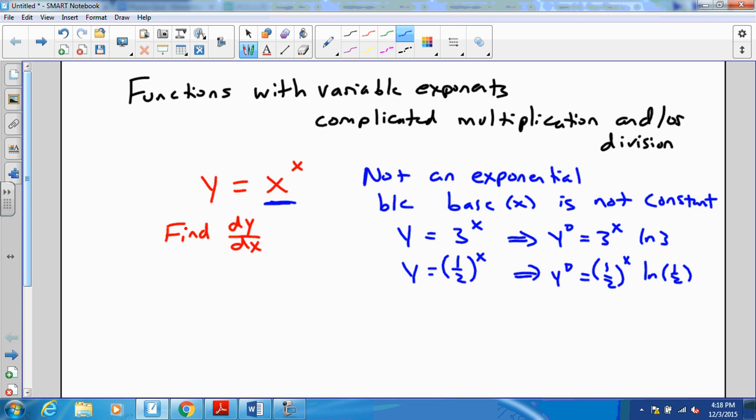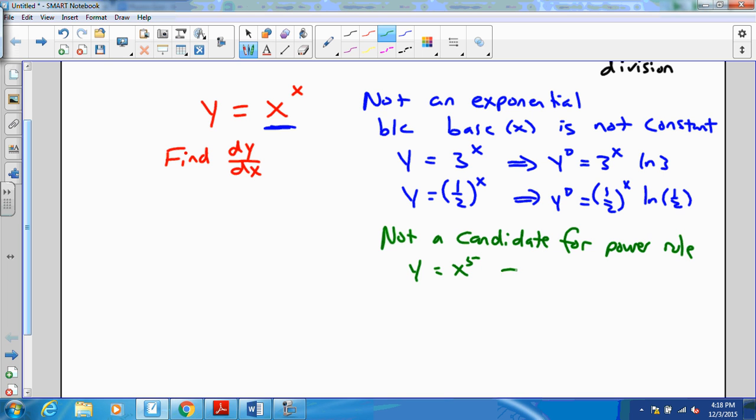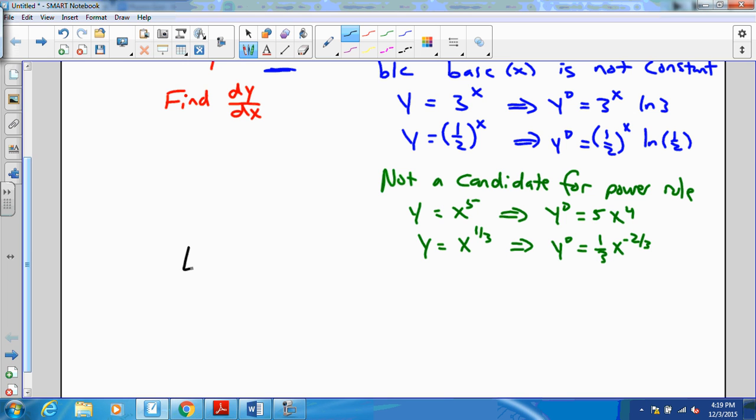This fellow right here has a variable base, and also it is not a candidate for the power rule. If I have y equals x to the 5th, or y equals x to the 1/3, then I can use the power rule to differentiate, because I have a constant exponent here. Just like that. But this guy, he's not either one of those. We have a variable base, and we also have a variable exponent. And that in particular suggests that our technique might be useful. And this technique is called logarithmic differentiation.